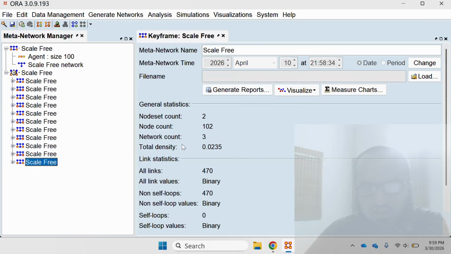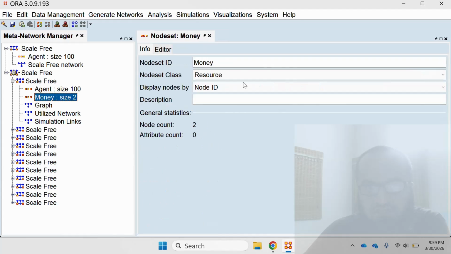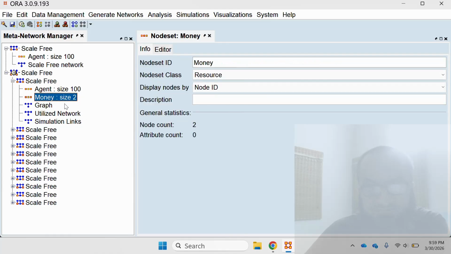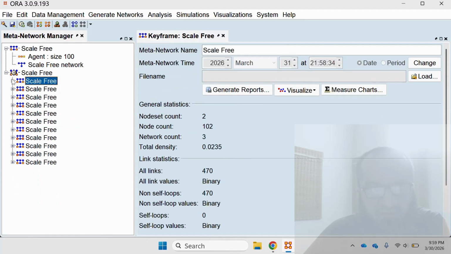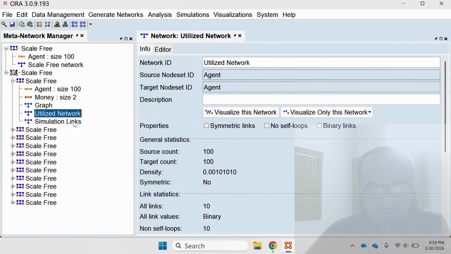And you see all the rest of the settings are almost the same. There is no change in the density. The network itself is static, but if we consider the money itself as a component of the network, then for money we have two nodes, 0 and 1. Either money is there or money is not there. So it is configured as a node set. For every network, for example the very first network over here, we have agents, we have money as an agent set, and we have graph, utilized network, and simulation network.